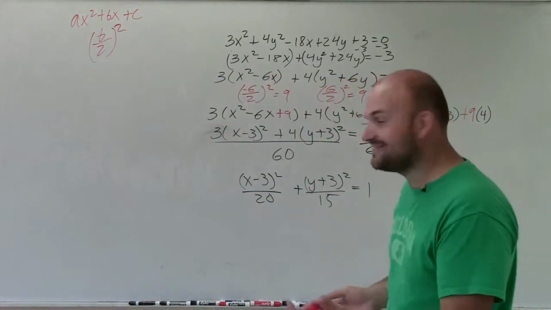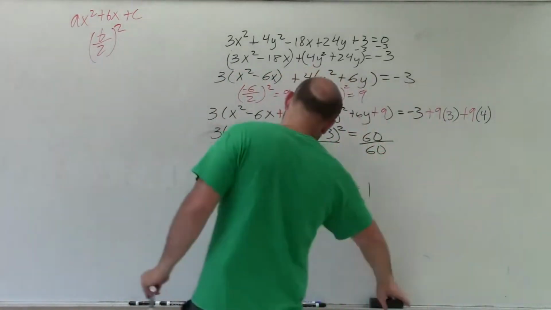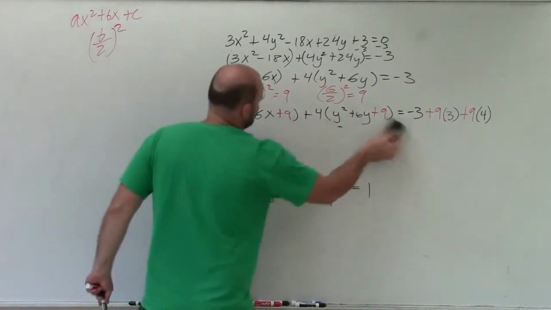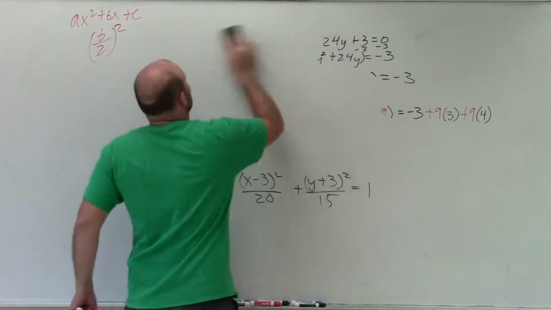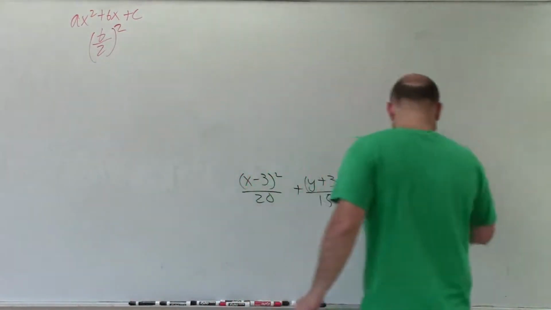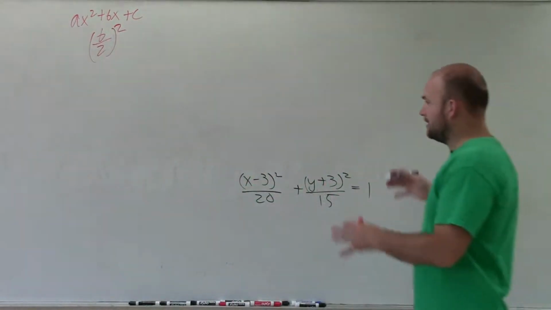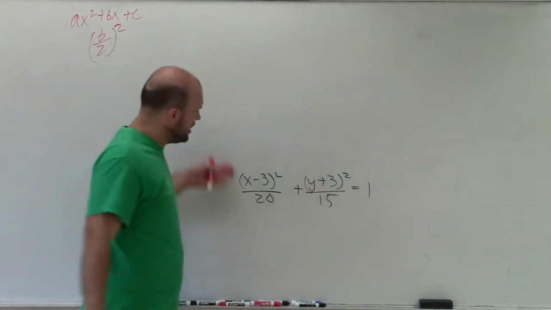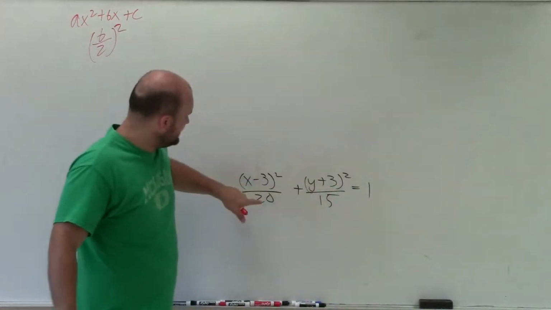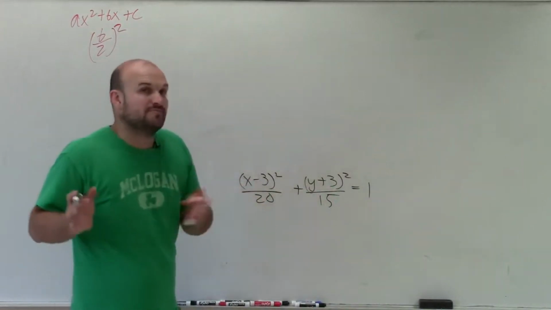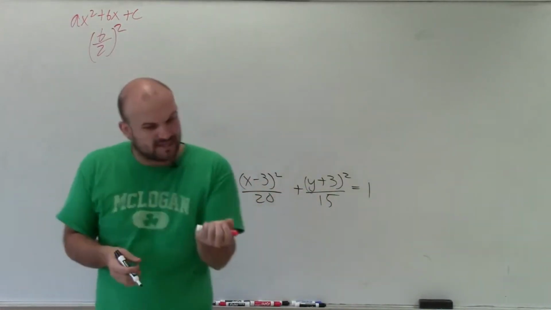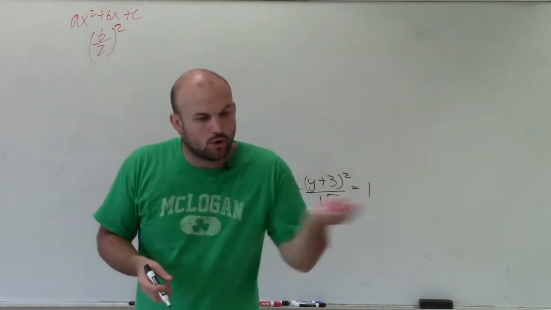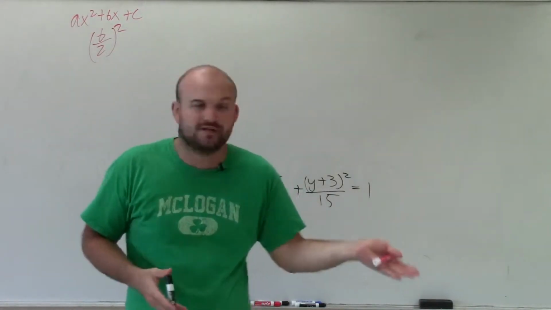We haven't even started graphing though yet. So I'm going to erase this and graph above. Isn't this fun? All right. So now we look at this and we say, all right, the larger of my two numbers is under my x. So therefore, I know the major axis is horizontal. Therefore, from the center, I'm going to go horizontally to find the foci and the vertices.